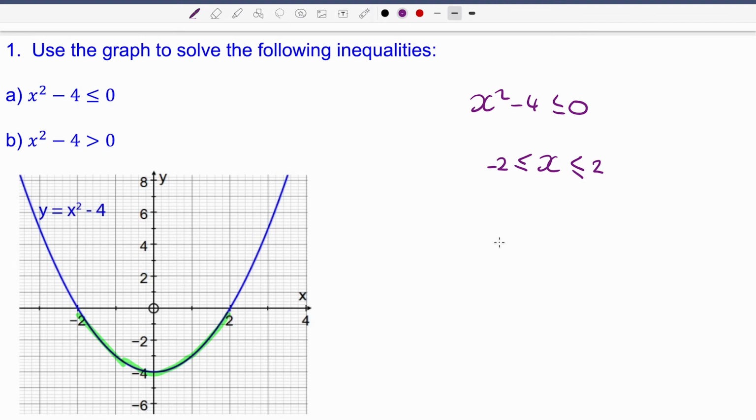And the other inequality, x squared minus 4 is greater than 0, will be in this part of the curve as well as this part, okay? So x is greater than 2 and x is less than -2, okay?